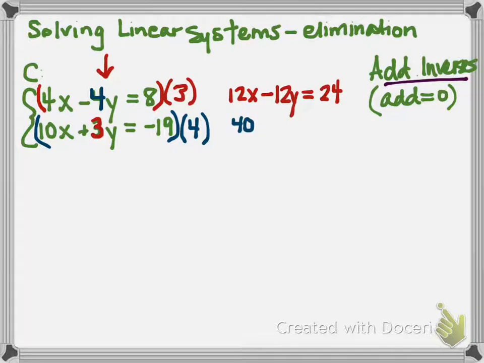So 4 times 10x is 40x. 4 times 3y is 12y. Look at that. Additive inverses. Ka-chow. And then negative 19 times 4 is negative 76, I believe. Let me double check. Yep.